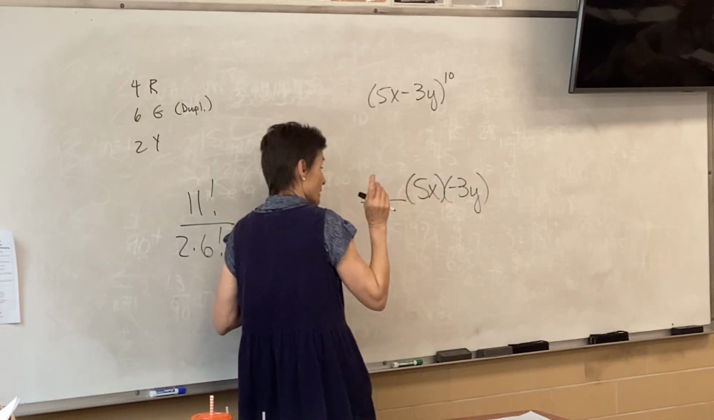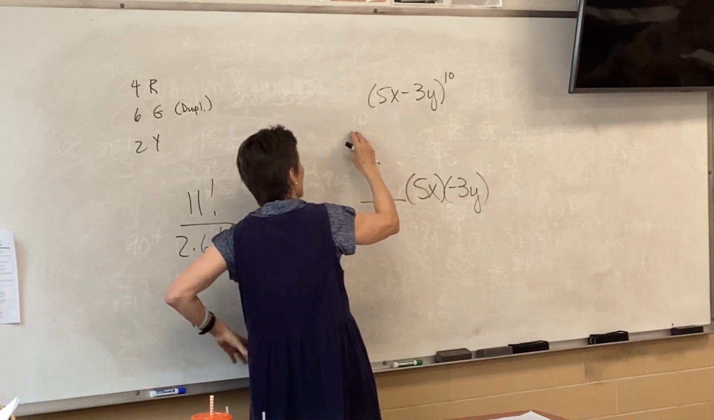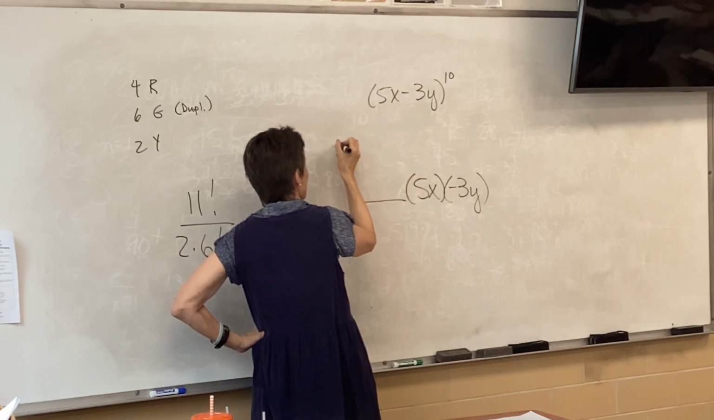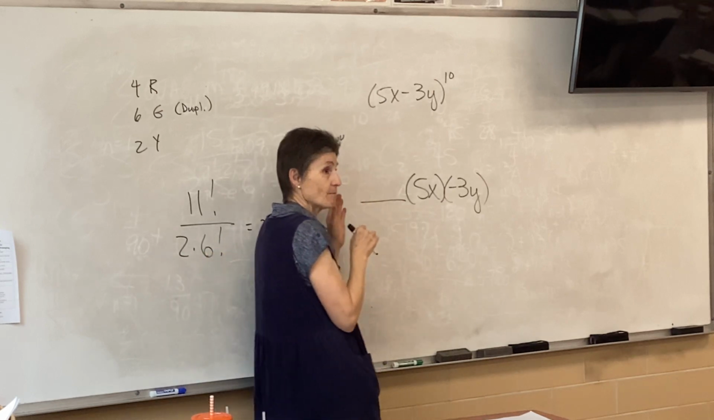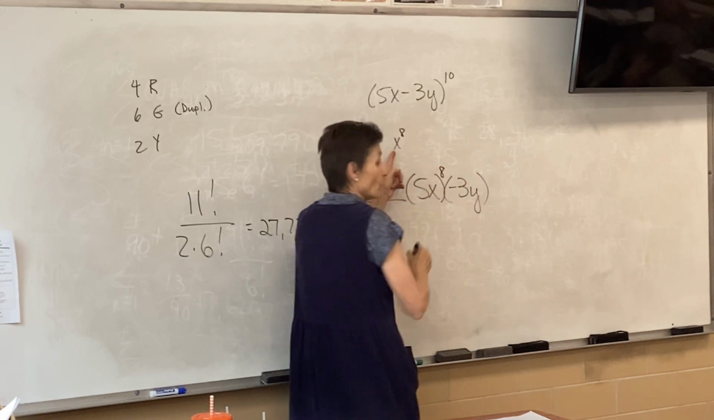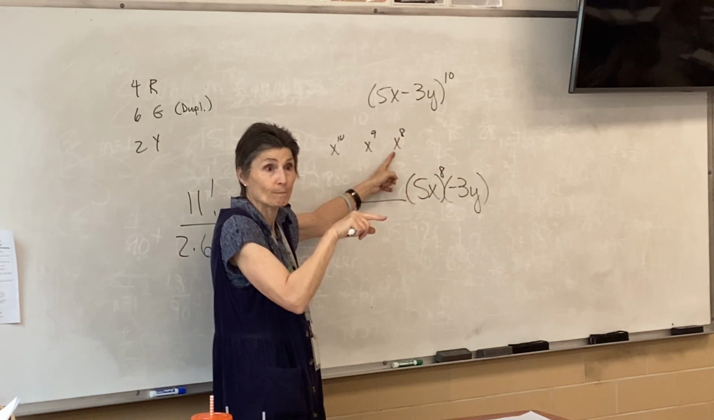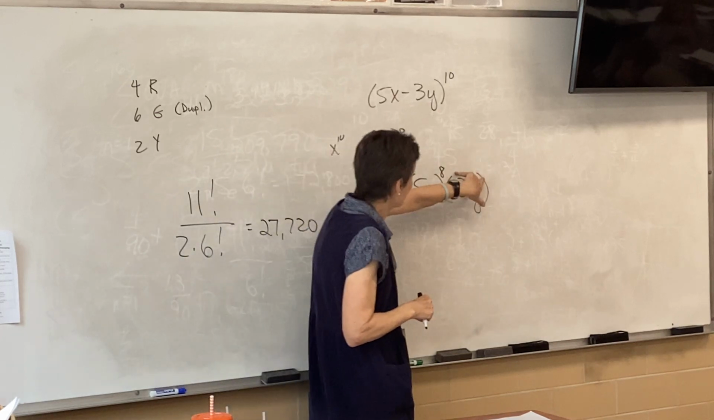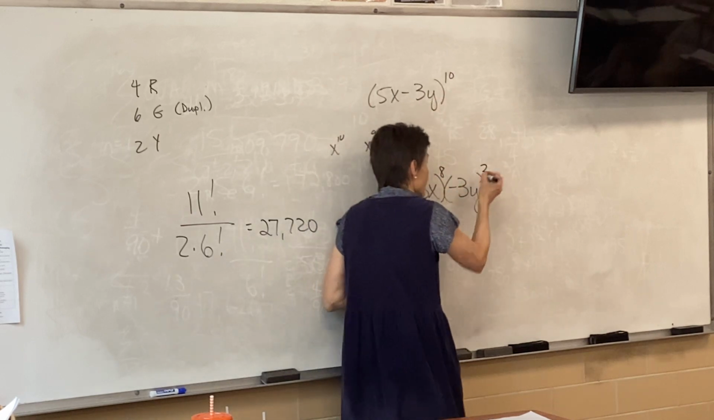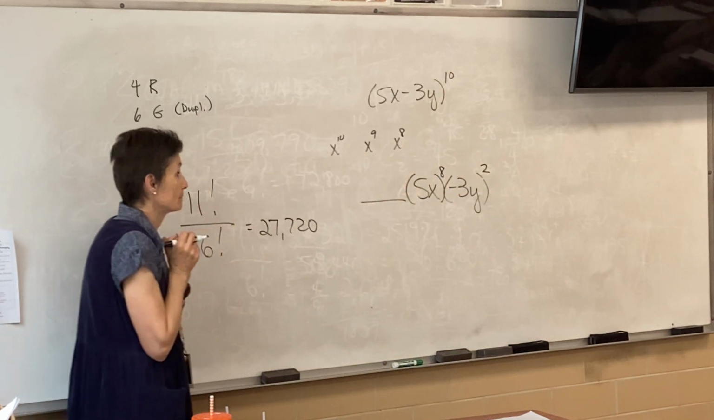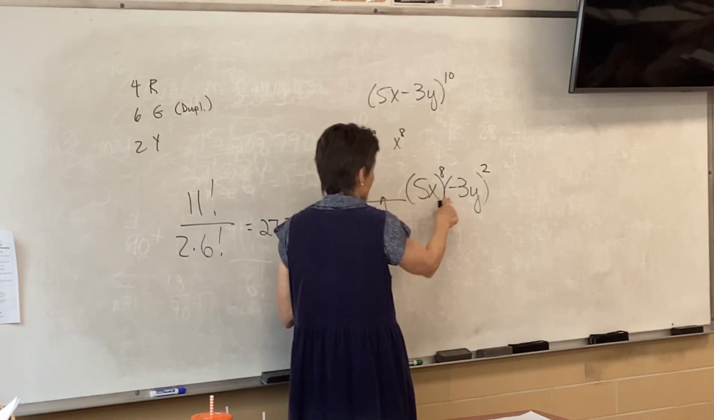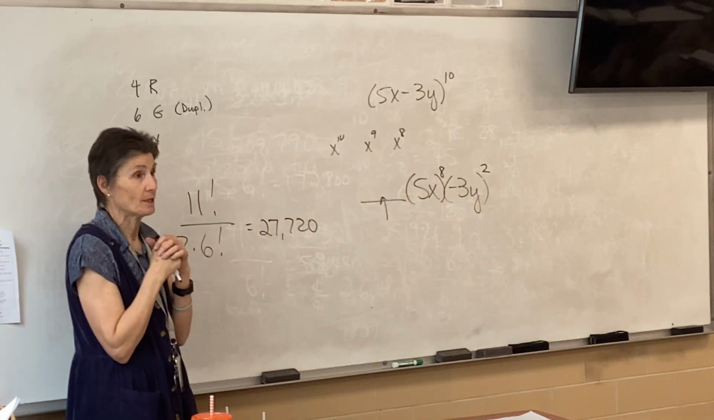Okay, so in terms of the variables, we know if we FOIL this out, in the first term, it would be an x to the 10th. Does that make sense to everybody? And then the second term would be x to the 9th. So the third term is going to have x to the 8th. We want the third term. These exponents must add up to that. So if that's an 8, this is going to be a 2. Now I need my coefficient.